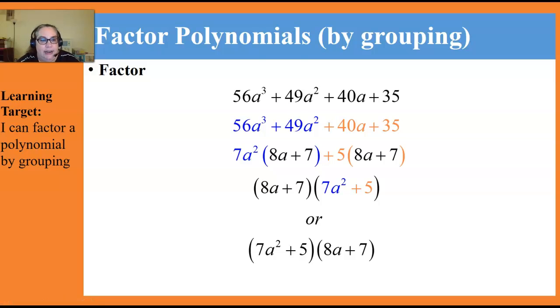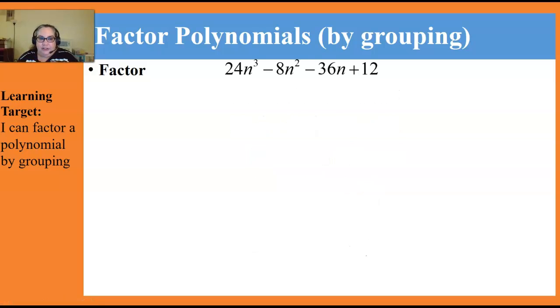Okay, let's take a look at our next example in factoring polynomials by grouping. And again, I'm going to check these terms out, and I do notice right away that they're all even. So I could factor out a 2. But I'm going to look deeper because I want the greatest common factor, and looking at 24, 8, 36, and 12, they do share a common factor of 4. So I'm going to factor out the 4.